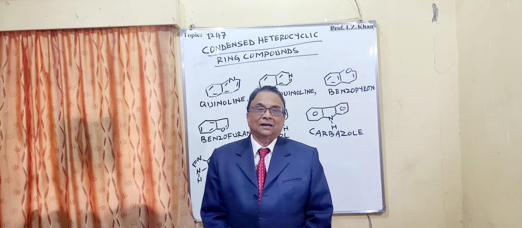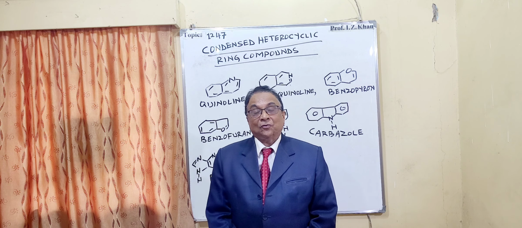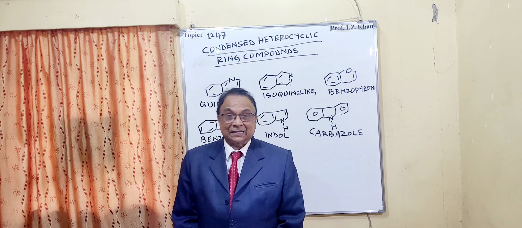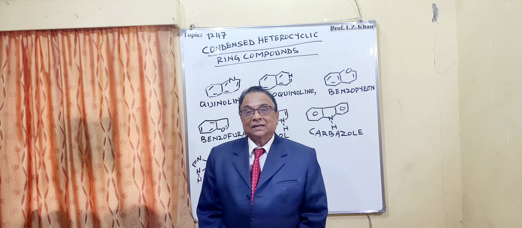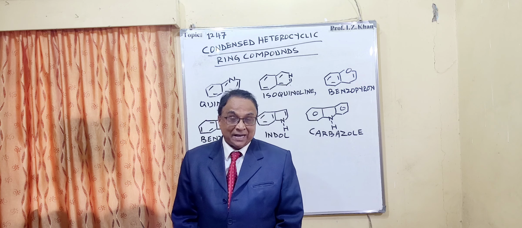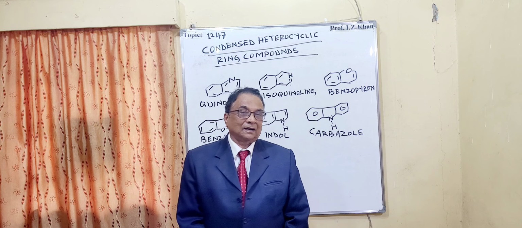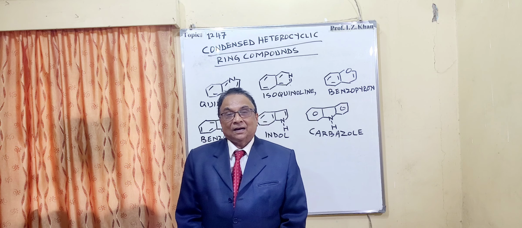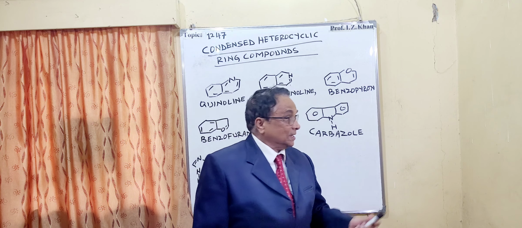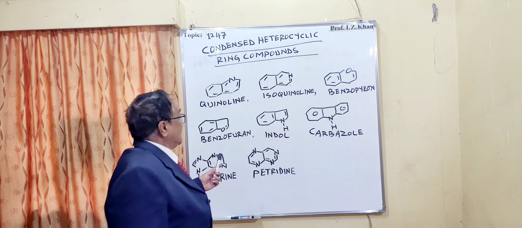Like that, we have the pyrone heterocyclic ring system, where one 5-member ring and one 6-member ring are fused. Then the other one is furane, a heterocyclic condensed ring system, and indigo, like that. So here these structures are given.